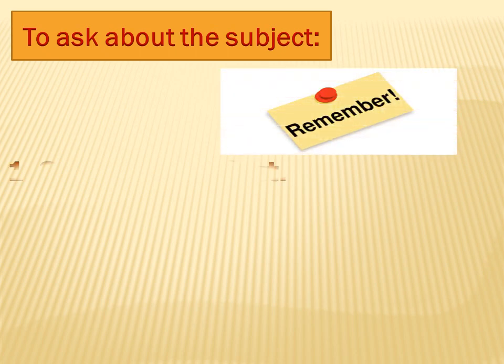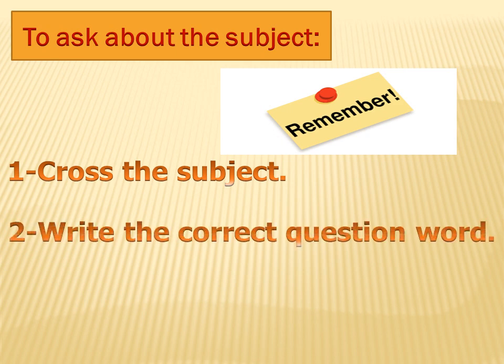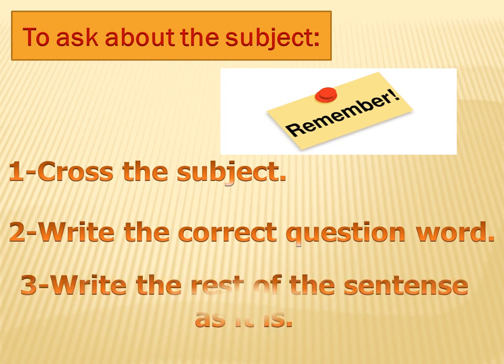Okay, today we're going to talk about how to make a WH question. What will you do to make a question in the past simple tense? First, if you want to ask about the subject, you should follow 3 steps. The first step, cross the subject. And the second step, write the correct question word. And the third step, write the rest of the sentence as it is.